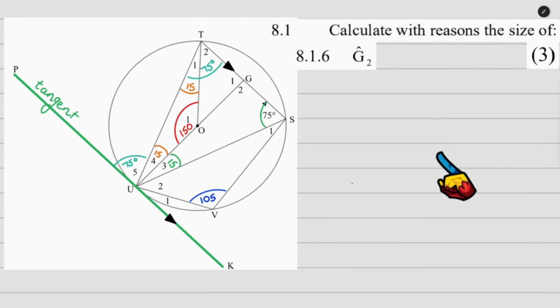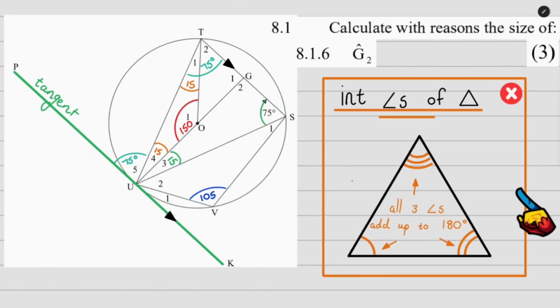And in 8.1.6 I need to get the size of G2. G2 is over there, and that's going to be quite nice and easy because it's inside of a triangle and we know the other 2 angles. So we can just do interior angles of triangle. And just a quick recap of that theorem, all 3 angles inside of a triangle, interior inside, add up to 180 degrees. So this angle S plus U3 plus G2 will be 180 degrees, and that's going to form our statement and reason. This is our reason over here, interior angles of triangle.